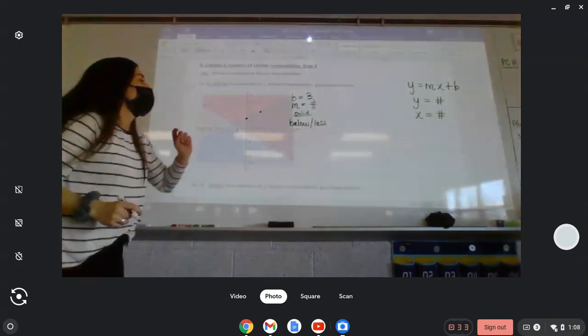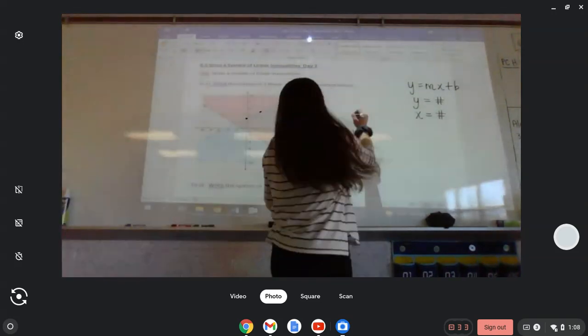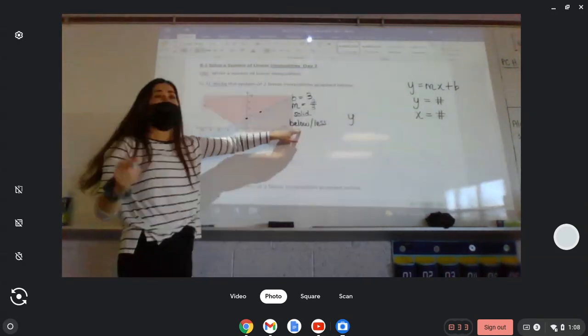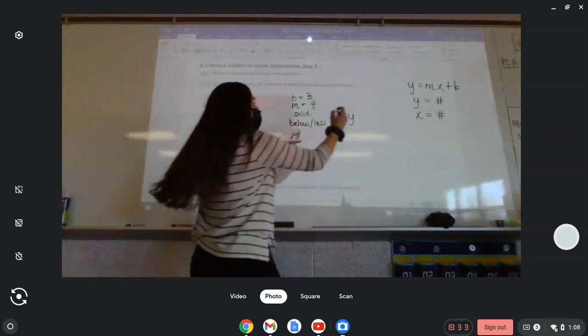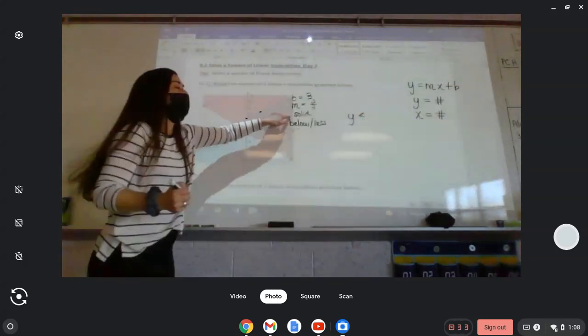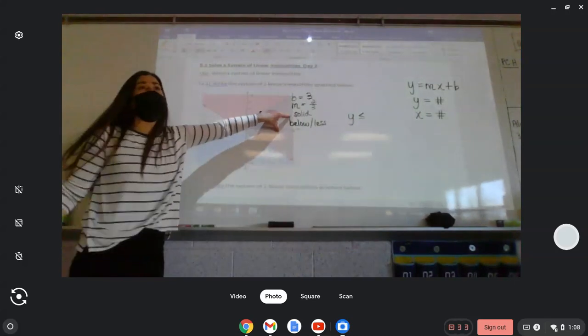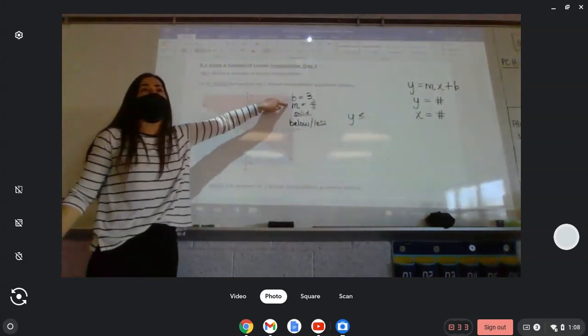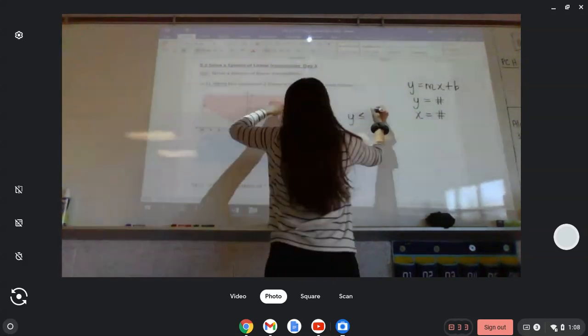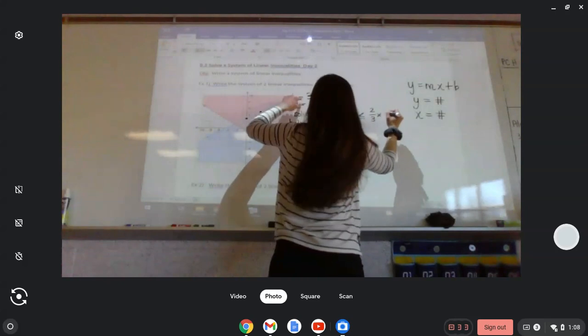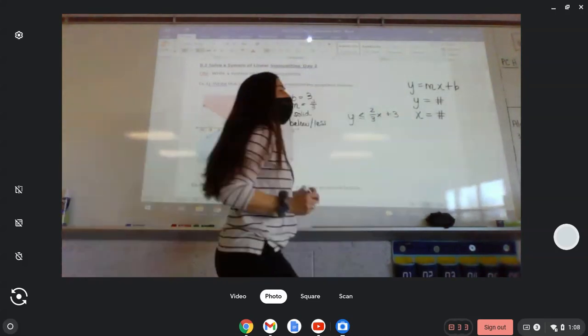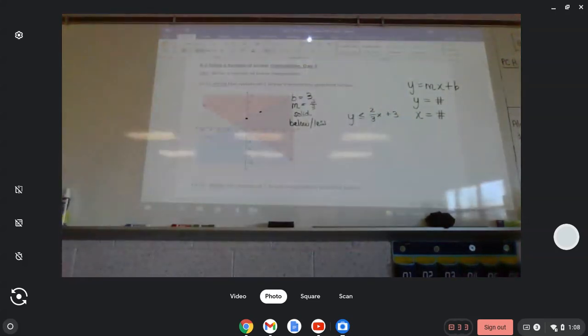All right, so let's put it all together. We're going to write an inequality. Y is, we said they shaded below, so y must have been less than the line. It's a solid line, so it had to have that equal to symbol. And now give me your mx plus b. M is 2/3 x, and then plus b. And there's that inequality.